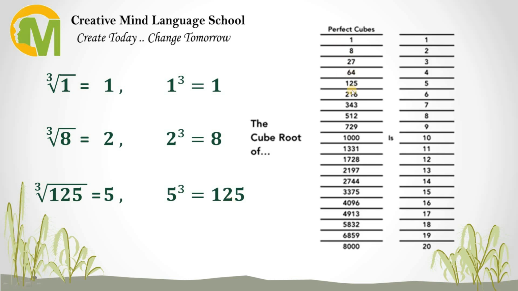Here in this table we have the perfect cubes, the numbers that, if we put them under the cubic root, give us an integer. The cubic root of 1 equals 1, the cubic root of 8, as we said, equals 2, the cubic root of 27 equals 3, and so on and so forth, until we have the cubic root of 8000 equals 20.